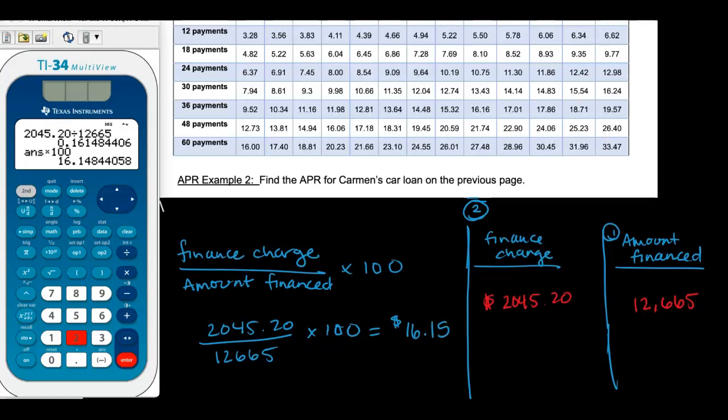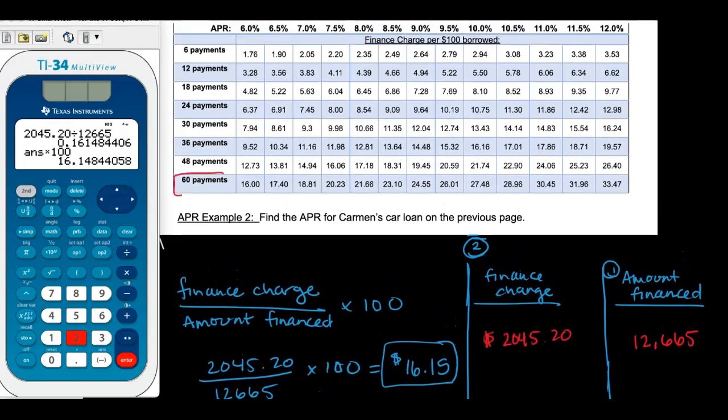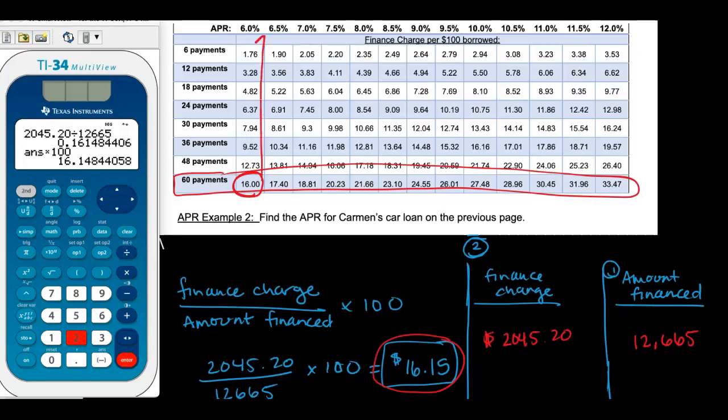So $16.15, since the 8 would make that 4 jump up to a 5. Now in this loan example, there were 60 payments made, which is equivalent to a 5-year loan. So we're going to look down the row in our table that says 60, which is right here, and we find the number that is closest to $16.15. The number closest would be 16. That's closer than $17.40. Then we find our APR by just looking up, and it's 6%. So the APR on this loan is 6%.